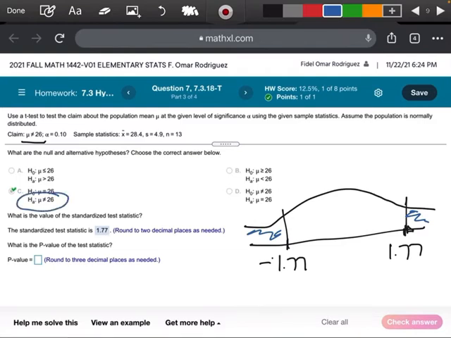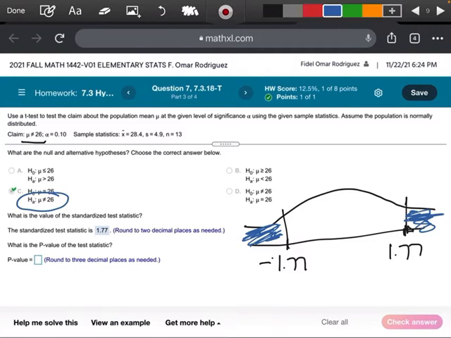Since this is a two-tailed test, and the reason I know it's a two-tailed test, y'all, is my HA. When it's not equal to, then we're looking at these two regions over here, okay? And what we're trying to find is the p-value, which means what's the area under this blue part and under that blue part.